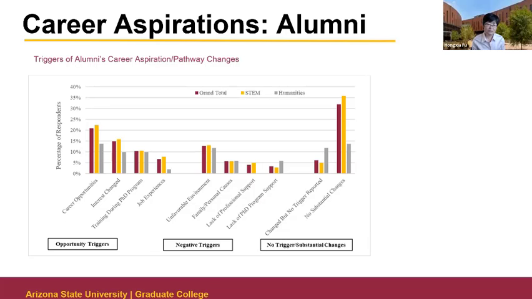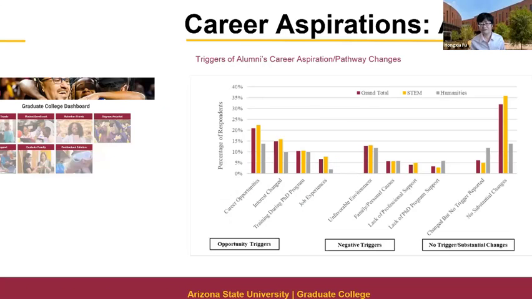You can see unfavorable environment is pretty high, and it triggers people's career aspiration change. This we also classified as key codes, because for the triggers the codes are important, so we first classified the codes into categories. After this one, we'll go to the next slide for Steve.